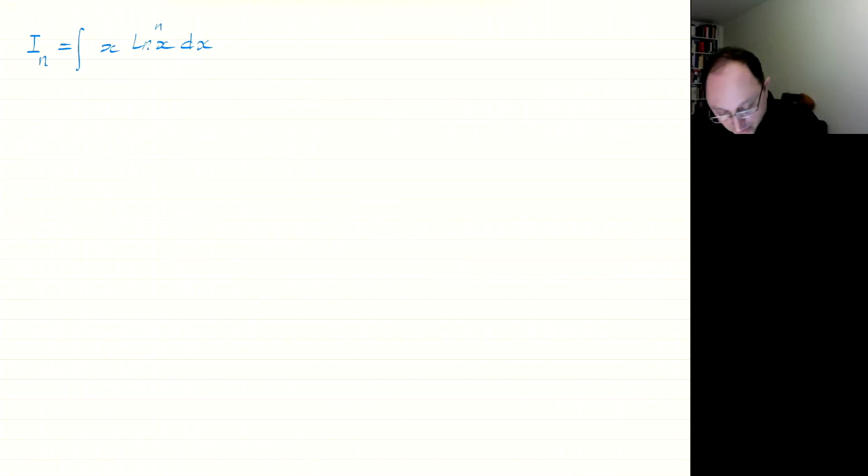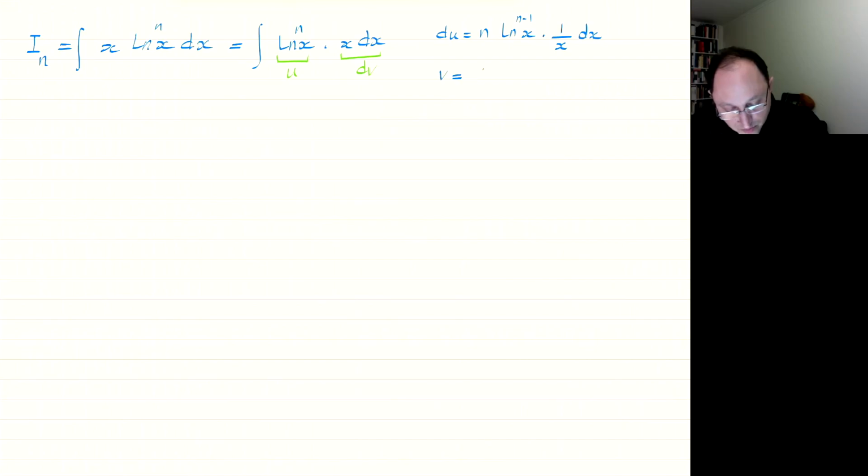And I will do the same thing as before. So be patient a little bit. This becomes ln of x to the power n, then I have x dx, by the experience I got before. Then I give the role of dv to this one, and the role of u to this one. If I want to calculate du, it becomes n ln of x to the power n minus 1, multiplied by the derivative of ln, which is 1 over x, then multiplied by dx. And if I ask you what v is, this is simply 1 over 2x squared.